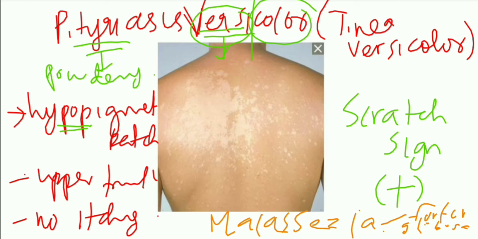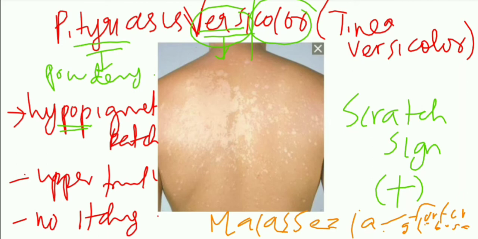Now, sometimes it can get hyperpigmented also. Why can hyperpigmentation occur? Hyperpigmentation is because of abnormally large melanosomes. If there are abnormally large melanosomes, then that area will be hyperpigmented. But we said that mostly the case will be hypopigmentation, that means whitish, almost pale colored macules. Hypopigmented patches are most common.